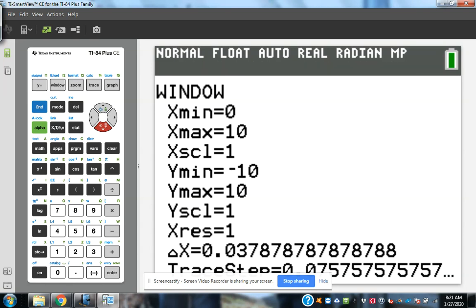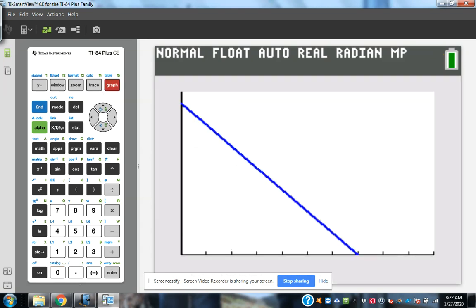That's fine. What about our Y minimum? I think a little space there, negative 10 is fine. Our Y maximum, though. What's our highest Y value? 28,000. So I'm going to go just a little bit above that. I'm going to set it to 30,000. And then I'm going to hit graph. And I see that graph happening there.